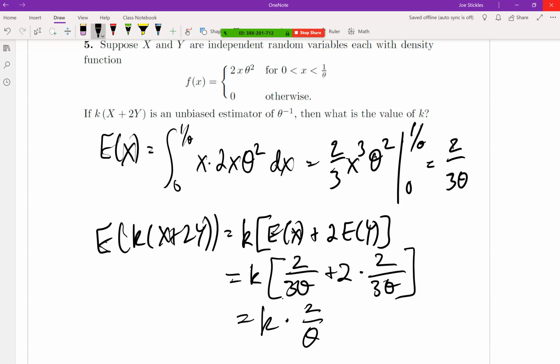What do we want this to turn out to be? Remember, we're trying to get an unbiased estimator for 1 over theta. So we want this to equal 1 over theta, because the problem is asking us to find an unbiased estimator for 1 over theta. If that's the case, then we better get k to be 1/2.